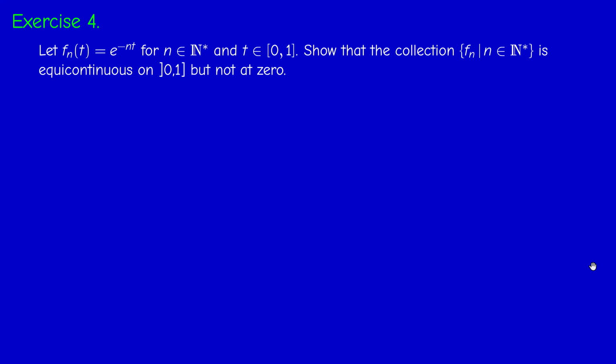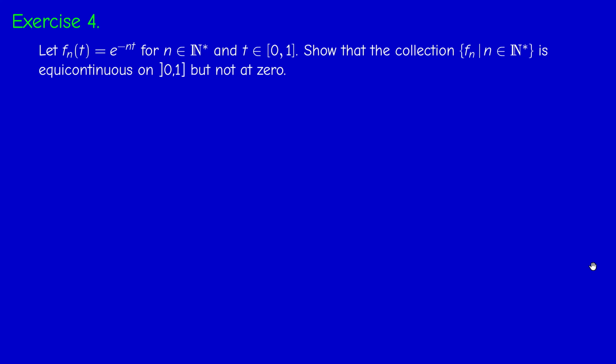The last exercise in this video is more interesting. We consider the sequence Fn defined by Fn of t equals e to the minus nt, but we restrict, of course, t to 0, 1. We have to show that this collection of Fn, which is a countable set, is equicontinuous on the semi-open interval, but it's not equicontinuous at 0.